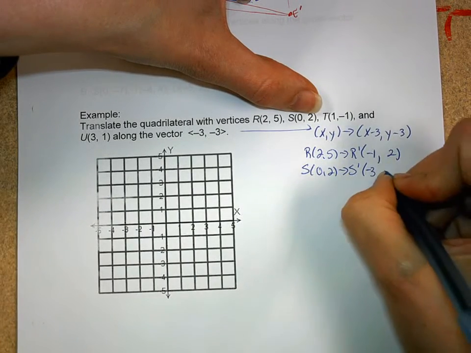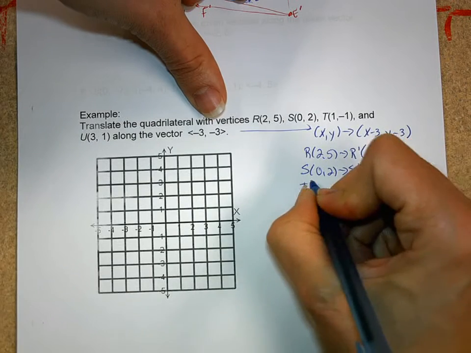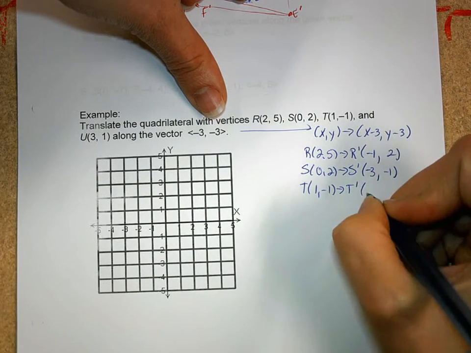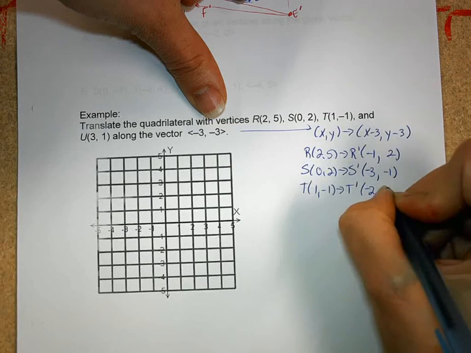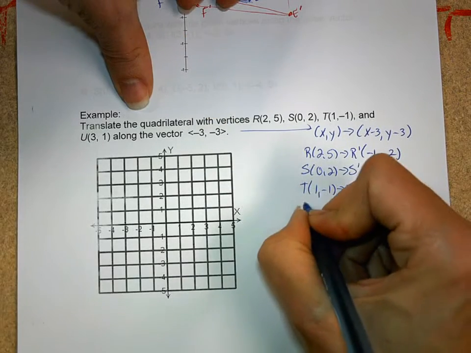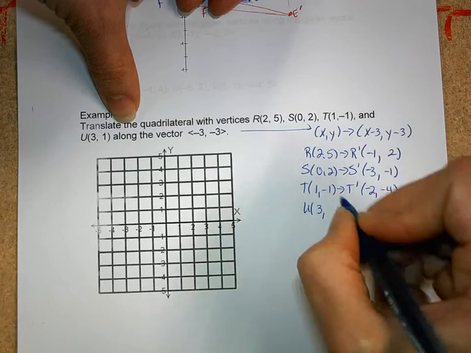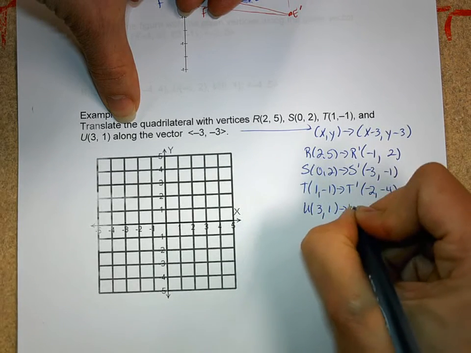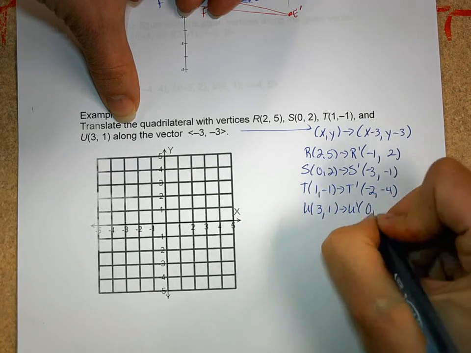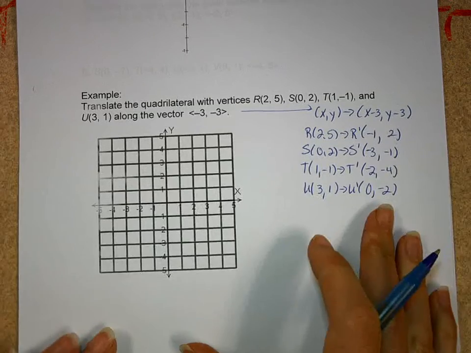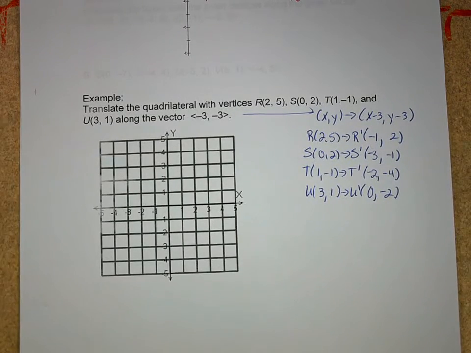-3, -1. T is at 1, -1. T prime is going to end up being at -2, -4. U is at 3, 1. So U prime is going to be at 0, -2. So hopefully we got all these down real quick so we can see these and be able to put them in. So let's graph RSTU first.